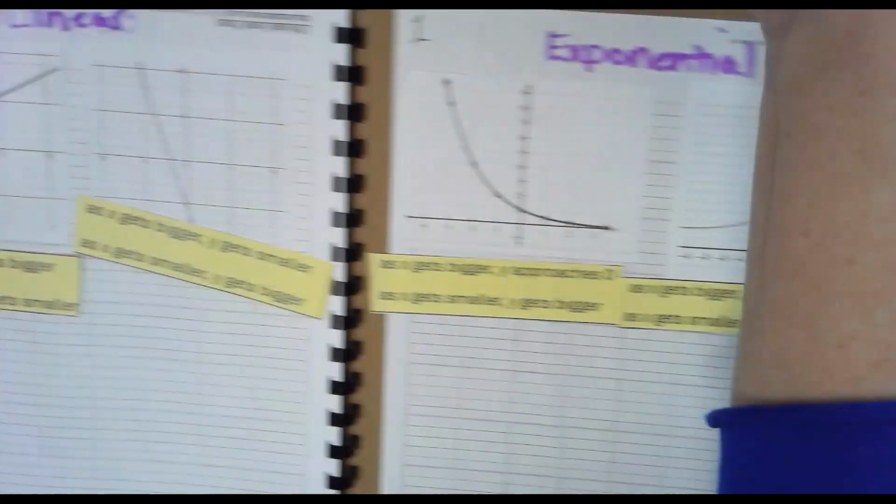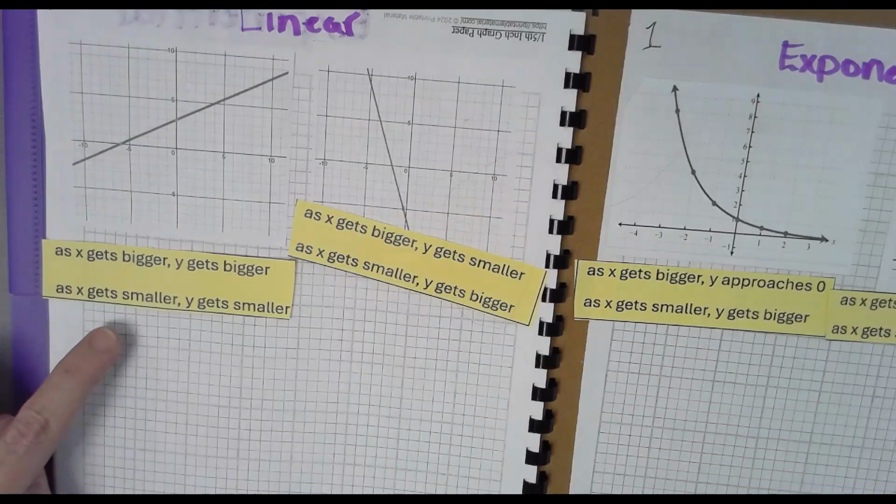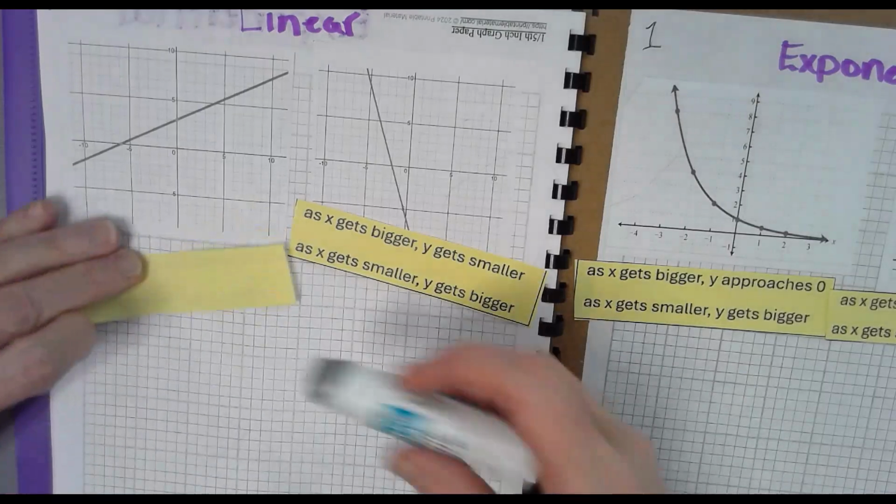First one is as X gets bigger, Y gets bigger. The one back here with the linear. Notice x gets bigger, y gets bigger, x gets smaller, y gets smaller.